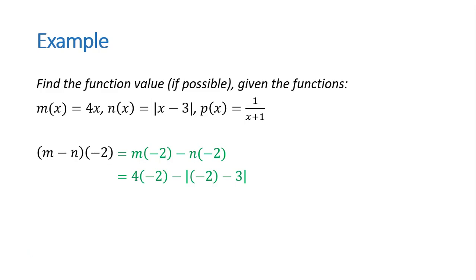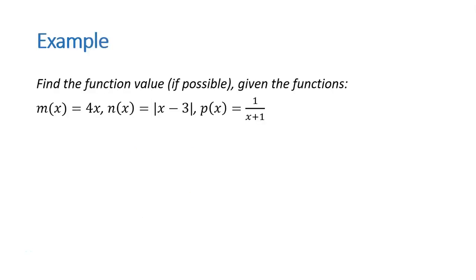Absolute value bars function like parentheses. We have a multiplication, so we combine each of those individually. We simplify the absolute value. The absolute value of negative 5 is positive 5. So negative 8 minus 5 is negative 13. So for m minus n of negative 2, we distribute the negative 2, in a sense, to each of the functions, combine using subtraction, and our final answer is negative 13.